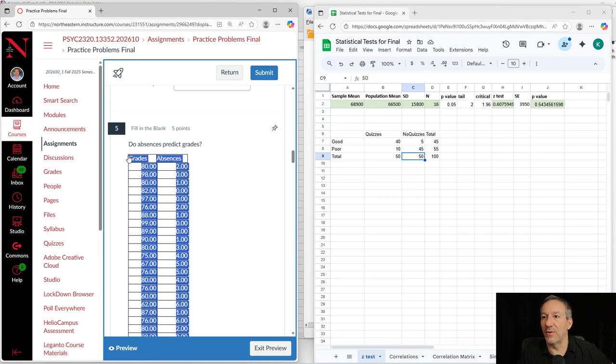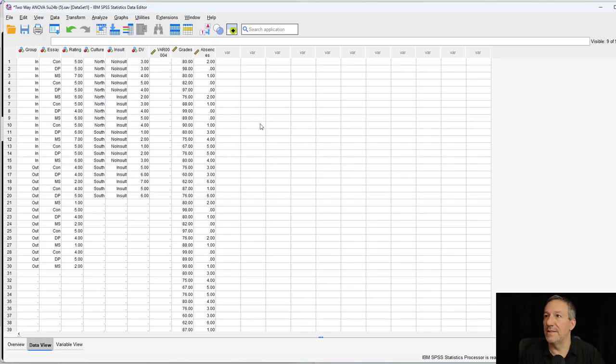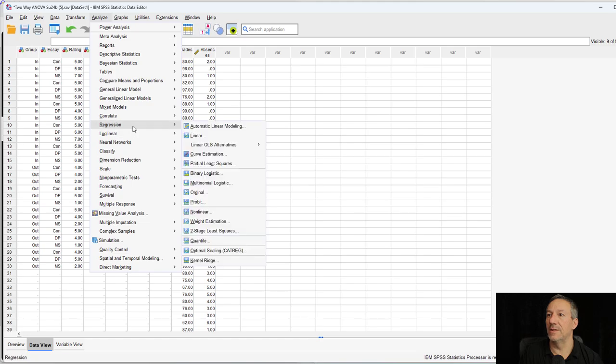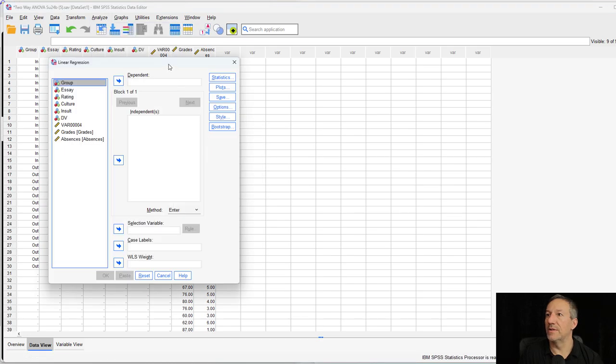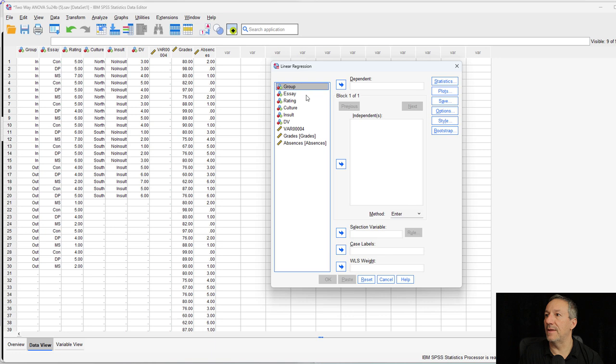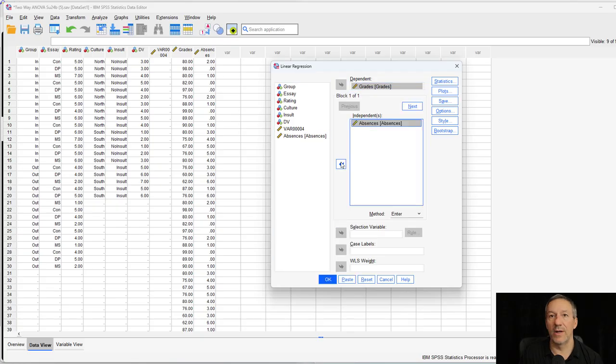So you can copy that over. So we have grades and absences. A simple regression. Analyze, regression, linear. And then we are going to move over. We are saying that our grades are dependent upon how many absences you have. So grades go in the dependent, absences go in the independent. It's like absences is deciding what your grade is going to be essentially. Click OK, at least for this one.